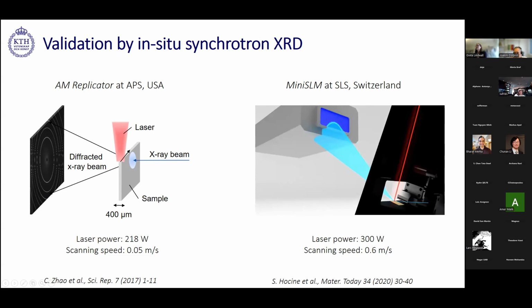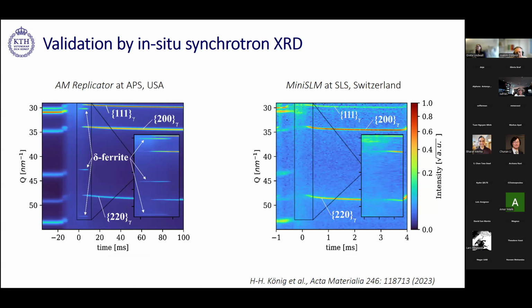So from these measurements, we can acquire this data in terms of the diffraction patterns. Here you have the diffraction patterns as a function of time. In the case of the AM replicator, this is where the laser melts the material, so we have liquid, no signal. Then as the temperature goes down, as it solidifies, one can see that the delta ferrite is the first phase to appear and then disappear. And then we have austenite transforming.